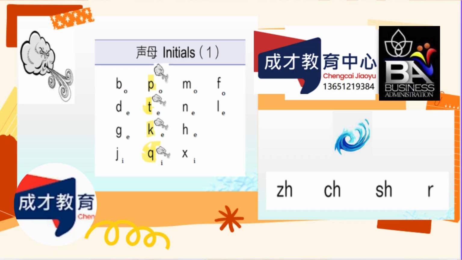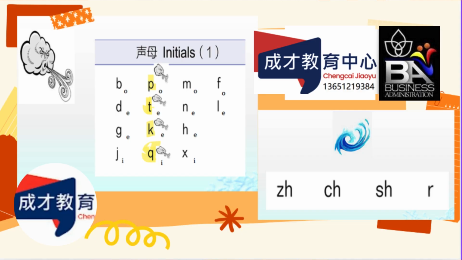Okay, let's repronounce the initial. Please repeat after me. Okay, the first table. 波 po 摸 fo 的 t 呢 了 g k h g t c. The second table. The next table. K ch sh r. Okay, let's discuss the first table, the initial po.